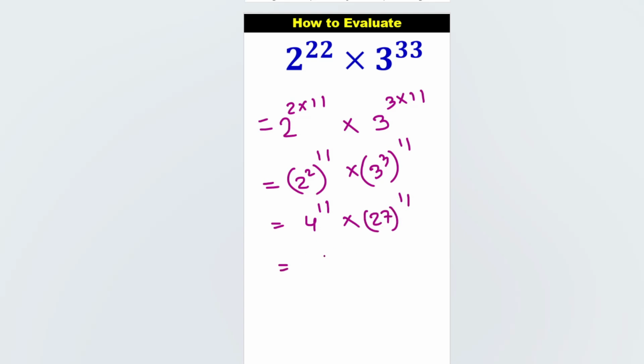So a very easy way, we can write (4 times 27) to the power 11. So 4 times 27 means 108 to the power 11. This is the answer. Thank you.